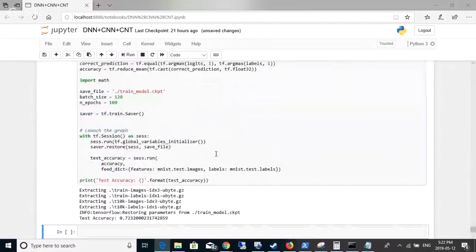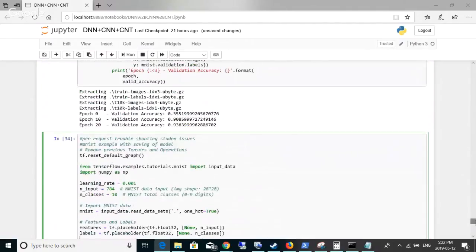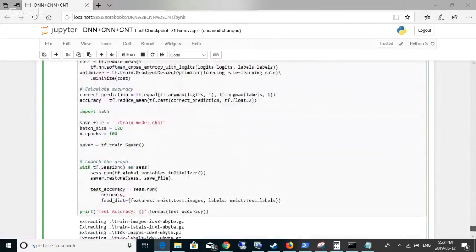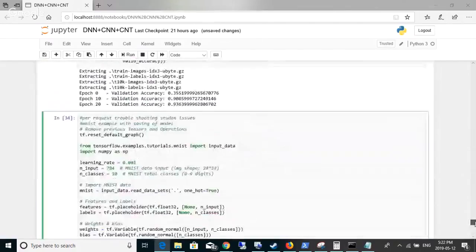So this is something to note. It might save you some time trying to figure out what's going on. Once you stop your kernel and you start trying to restore your model, and suddenly it's no longer accurate, this is probably what's going on.